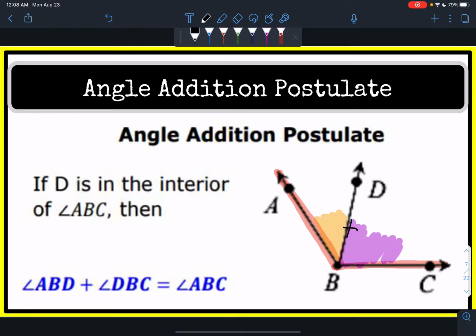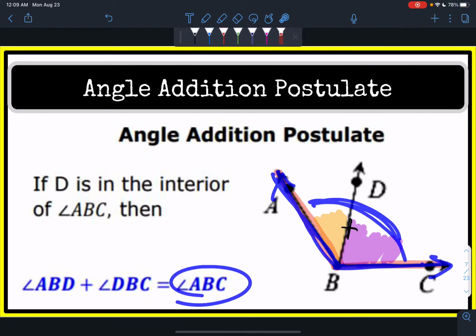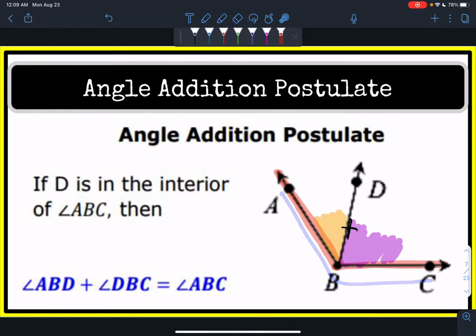So if I add the orange and the purple section together, it's going to create this big angle from this side to this side. So this big angle right there, which is what this is saying right here. That angle A, B to D, the orange one, plus DB to C, the purple one, add up to create this red angle using side BA and BC. Creates that angle ABC or CBA, going in that direction.